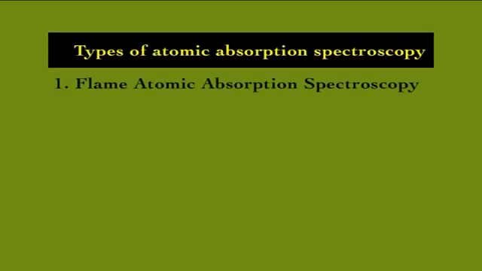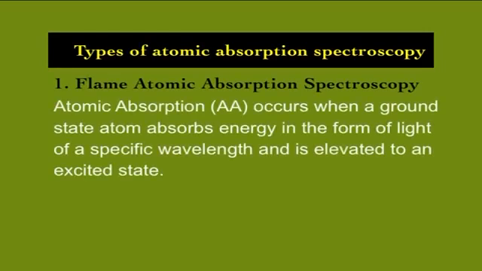Coming to the third module, types of atomic absorption spectroscopy. First one is flame atomic absorption spectroscopy. Atomic absorption occurs when a ground state atom absorbs energy in the form of light of a specific wavelength and is elevated to an excited state.